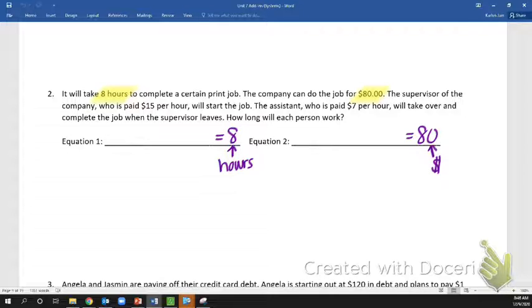Now they asked us how long will each person work. So that's what we're trying to find here. I'm going to use S as the supervisor hours, and I'm going to use A for the assistant hours.